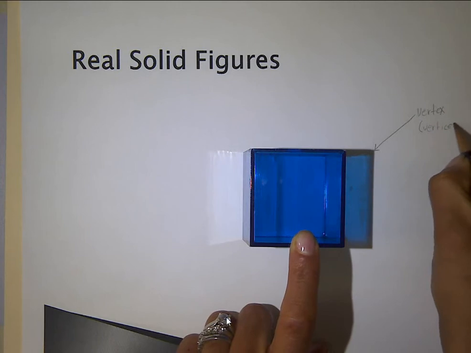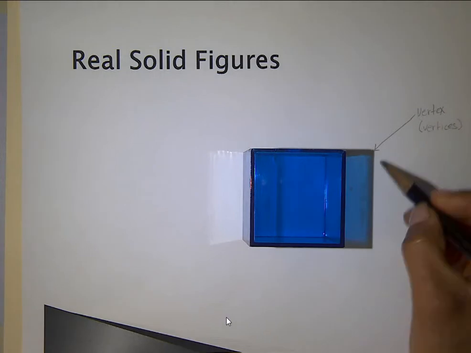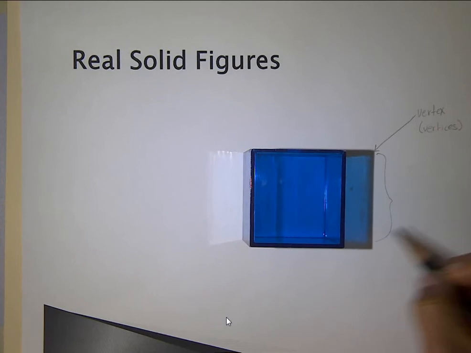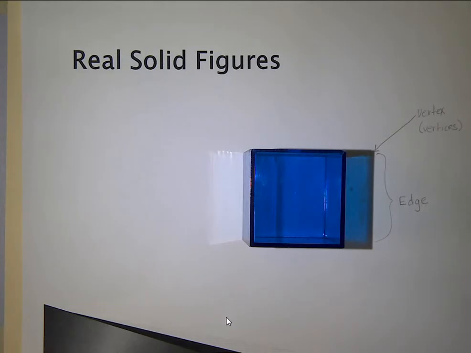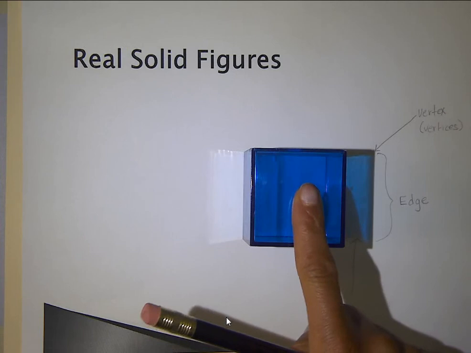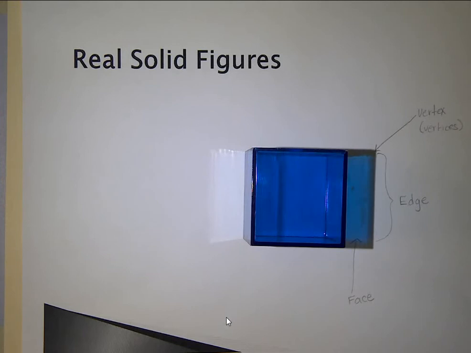Okay. And then there's this flat edge that you see that runs all along this side. That's called an edge. And then you have the flat surface, the ones that you can touch, like where my finger is touching now. That's called its face. So when we look at our solid figures, we're going to be looking at the vertices, the edges, and the faces of these figures.